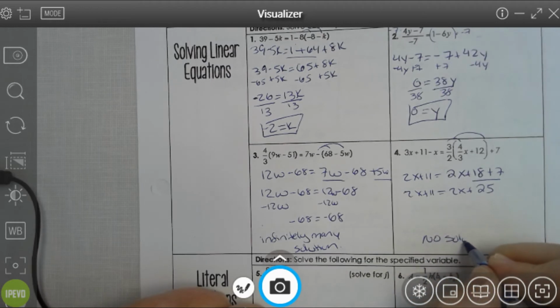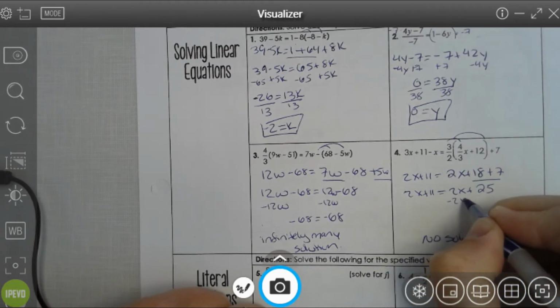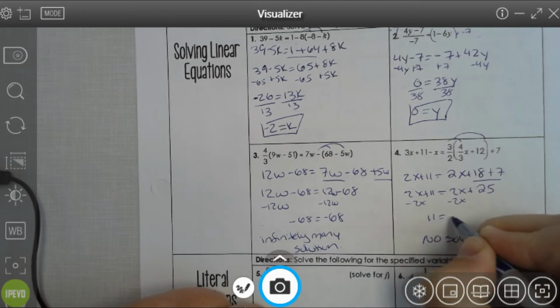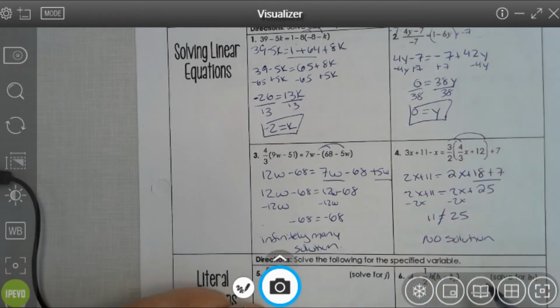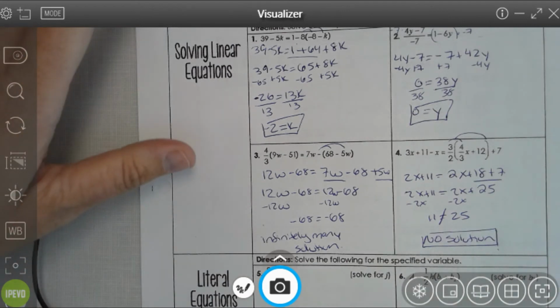But if you don't yet notice it's a no solution, you can still minus 2x from both sides. 11 equals 25. That is not a true statement. So that's why this one right here would have no solution.